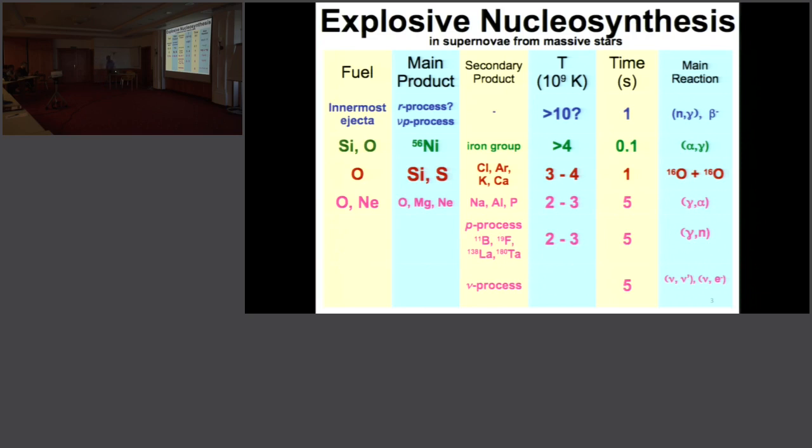You can actually produce some interesting elements. The neutrinos can produce some weird elements like tantalum and lanthanum in the star as it's exploding out. So there's a lot of additional nucleosynthetic yields you can produce during the explosion. But when we look at the yields, we're going to have to extract them from the stellar abundances themselves.